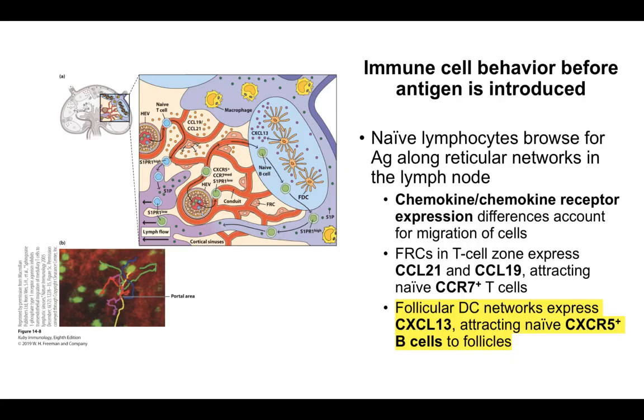B cells get into the right place because there are follicular dendritic cells that are making CXCL13. That's a chemokine that binds to CXCR5, which is on B cells, and so that helps bring the B cell to the follicle, to the right spot there.